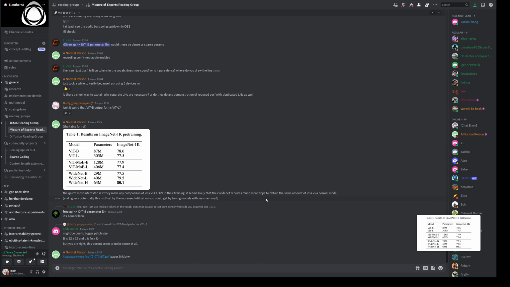Right, so they don't make any loss-FLOP comparison. Sorry, the question I was interested in is if they make any comparison of losses to FLOPs in the training. It seems likely that widening requires much more FLOPs to obtain the same loss as a normal model. So, no, there's no FLOP comparison. However, there's a time comparison at the end, right?